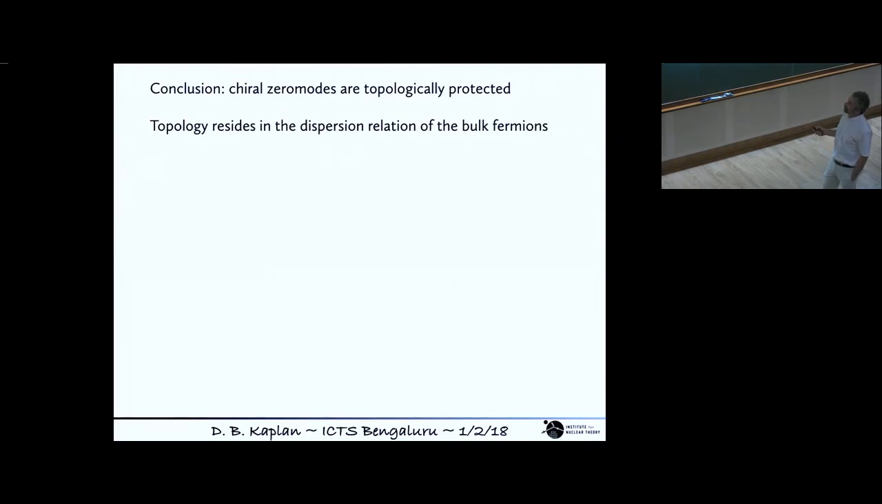So the conclusion is chiral zero modes are topologically protected. The topology lies in the dispersion relation in the bulk of the bulk fermions. So this explains how you can have topology on a lattice. It's not the discontinuous space that's giving you the topology, it's the continuous momentum space, which is of course only true on an infinite lattice. If you go to a finite lattice, this topology isn't quite exact.